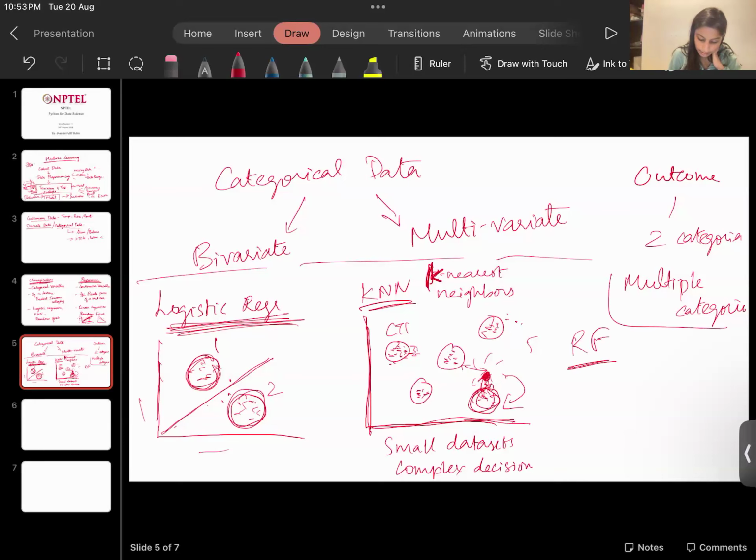And then random forest, this is a method that is powerful for both classification and regression. Random forest, I'm abbreviating it as RF, for both classification and regression problems. And it handles large data sets well, and it also handles non-linearity well.